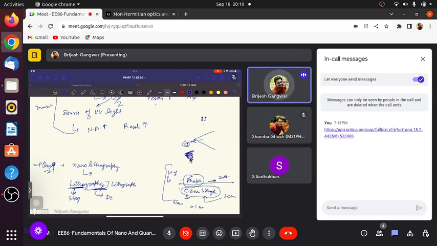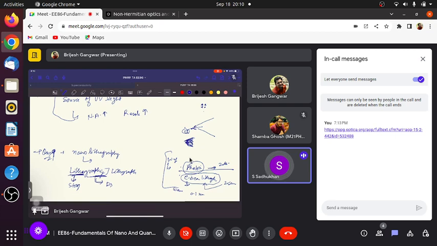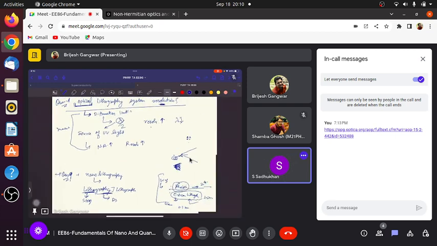And another statement is: ellipsometry is used to pattern structure on the substrate wafer. Ellipsometry, do you know? No, sir, I don't remember.